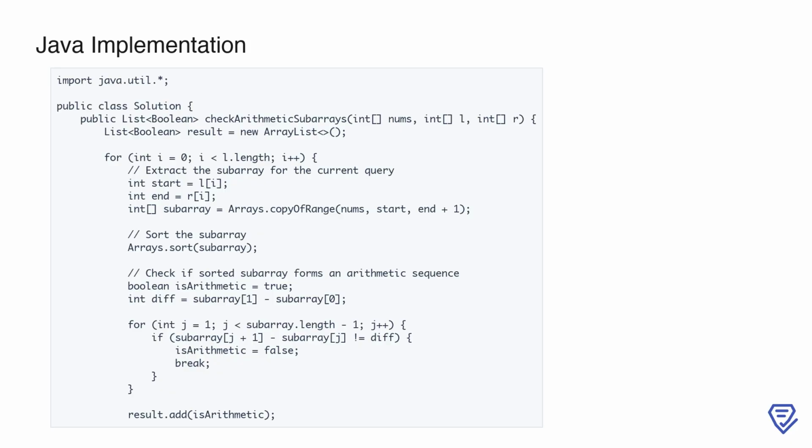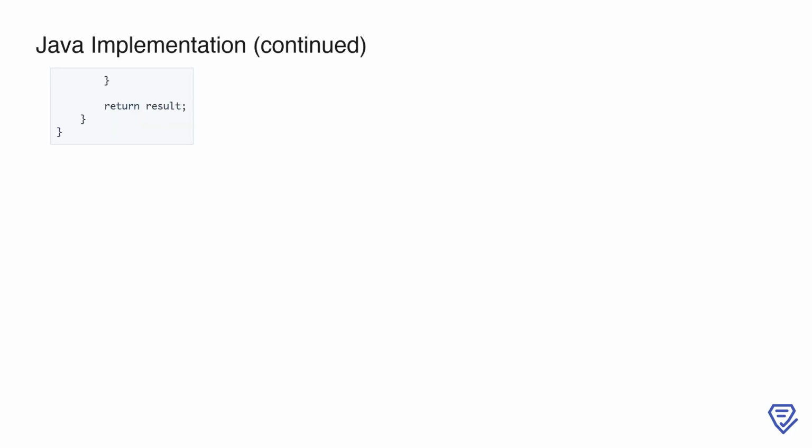Then, using another for loop, we iterate through the subarray, comparing the difference between consecutive elements. If at any point the difference doesn't match the expected diff, we set isArithmetic to false and break out of the loop. Finally, we add the result of this check to the result list. After processing all the queries, the method concludes by returning the result list, which contains a Boolean value for each subarray indicating whether or not it forms an arithmetic sequence. This implementation ensures that we efficiently handle each range query, extract the relevant subarray, and perform the necessary checks to determine if it meets the criteria of an arithmetic sequence.